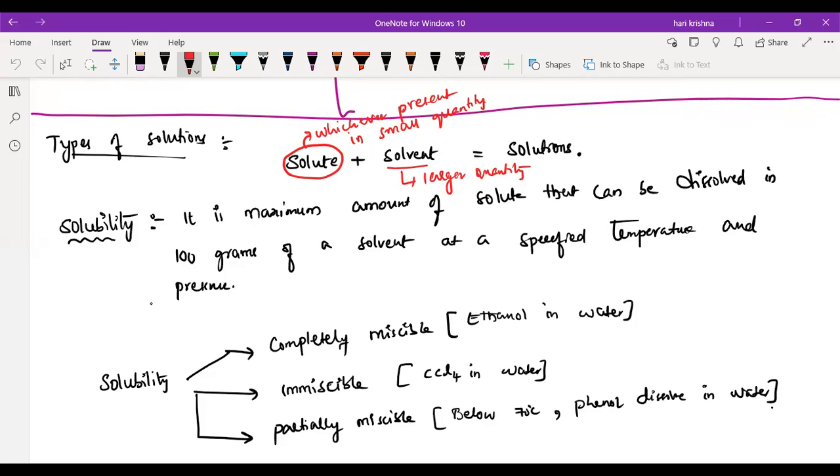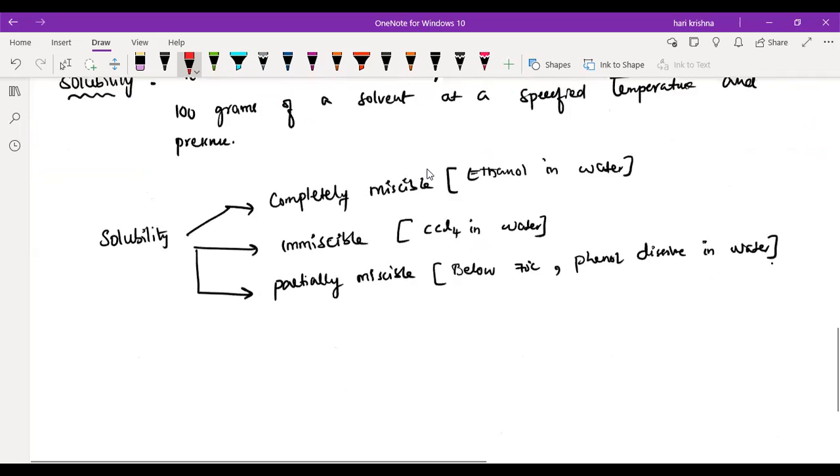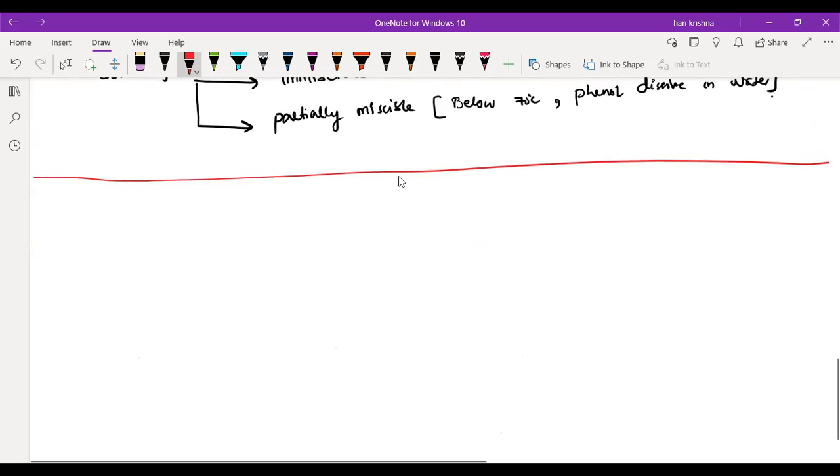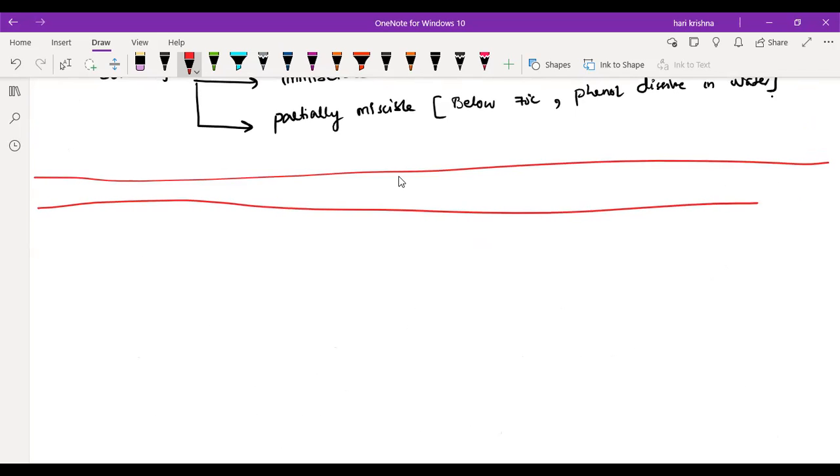Okay. So now based upon this solute and the solvent, in total we have 9 different types of solutions. Can anyone of you tell me what are the 9 different types? This is a type of solution.